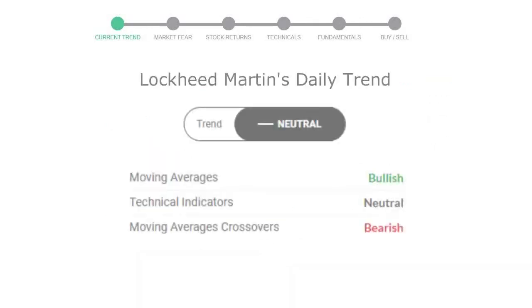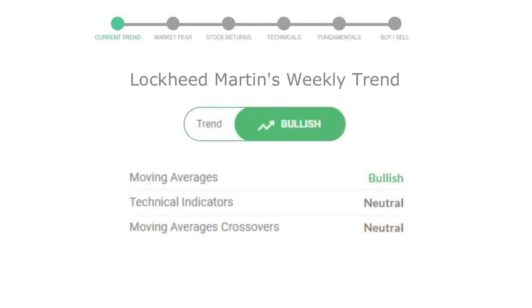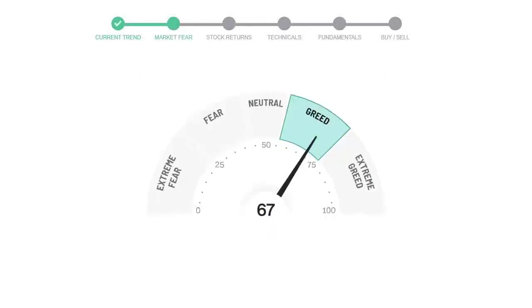Let's look at today's trend indicators. The moving average is bullish, technical indication is neutral, and the overall daily trend for the stock is neutral. Looking at weekly analysis, the weekly stock trend is positive. Today's market fear and greed index is 67, which indicates greedy emotion in the public sentiment. We usually look at this indicator to make our buy or sell decisions better.